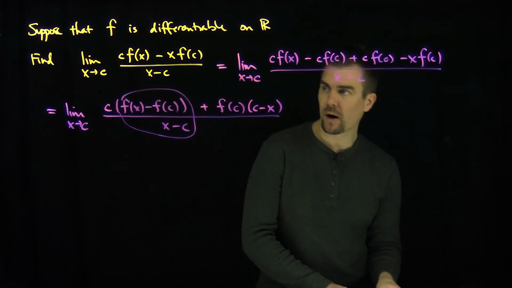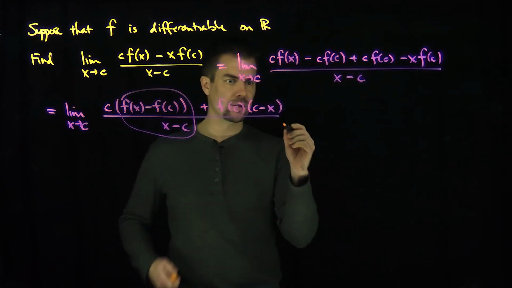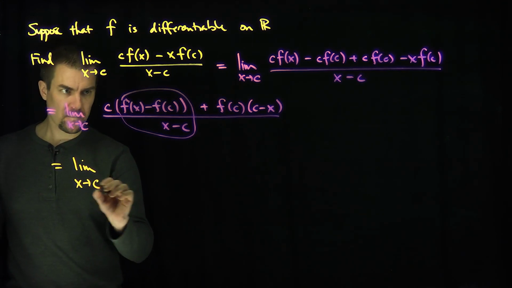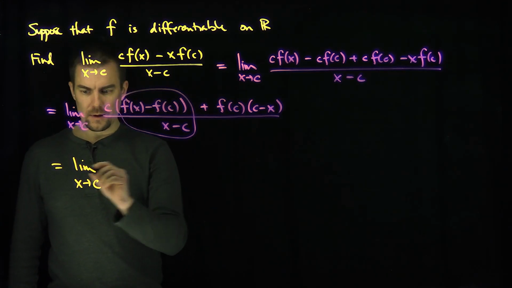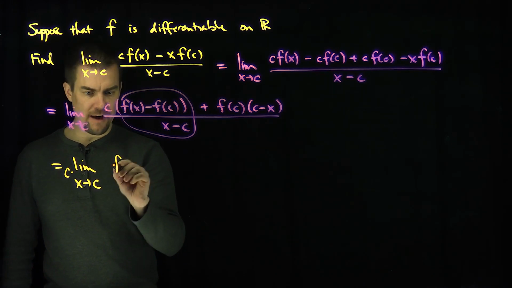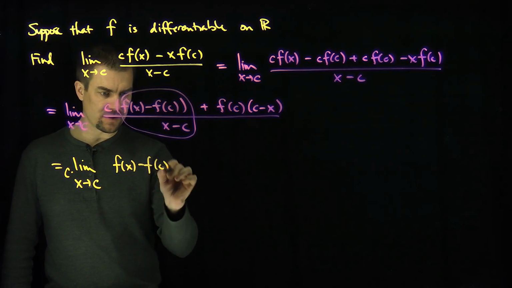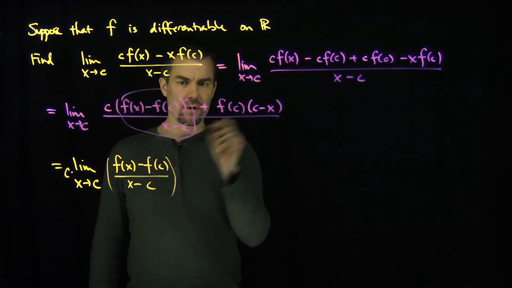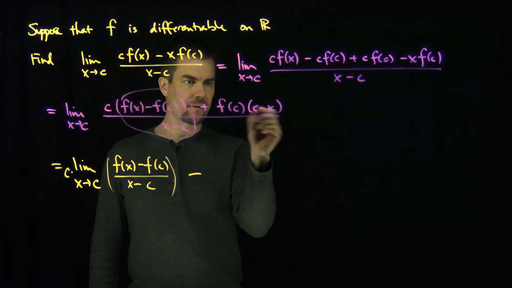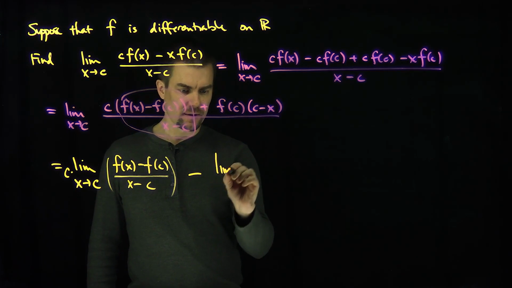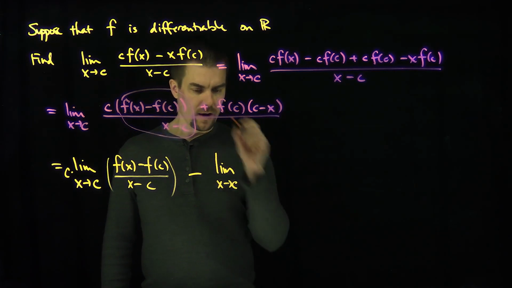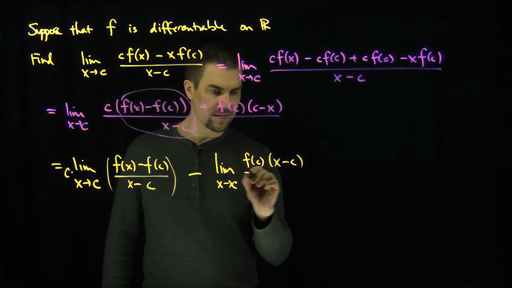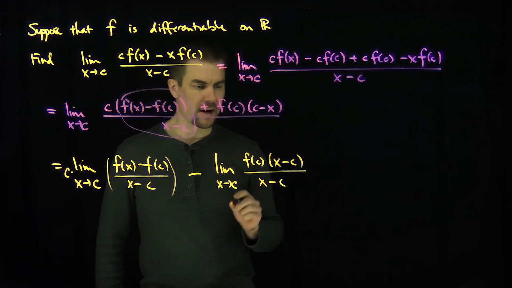So we can break this into two parts, right? So the first part we're going to break this into is the limit as x goes to c of, pull a c out of that first limit, and then you have f of x minus f of c over x minus c. That limit exists. And then over here, I'm going to say minus, I'm going to flip the sign of this, the limit as x goes to c of what? Of f of c times x minus c divided by x minus c.